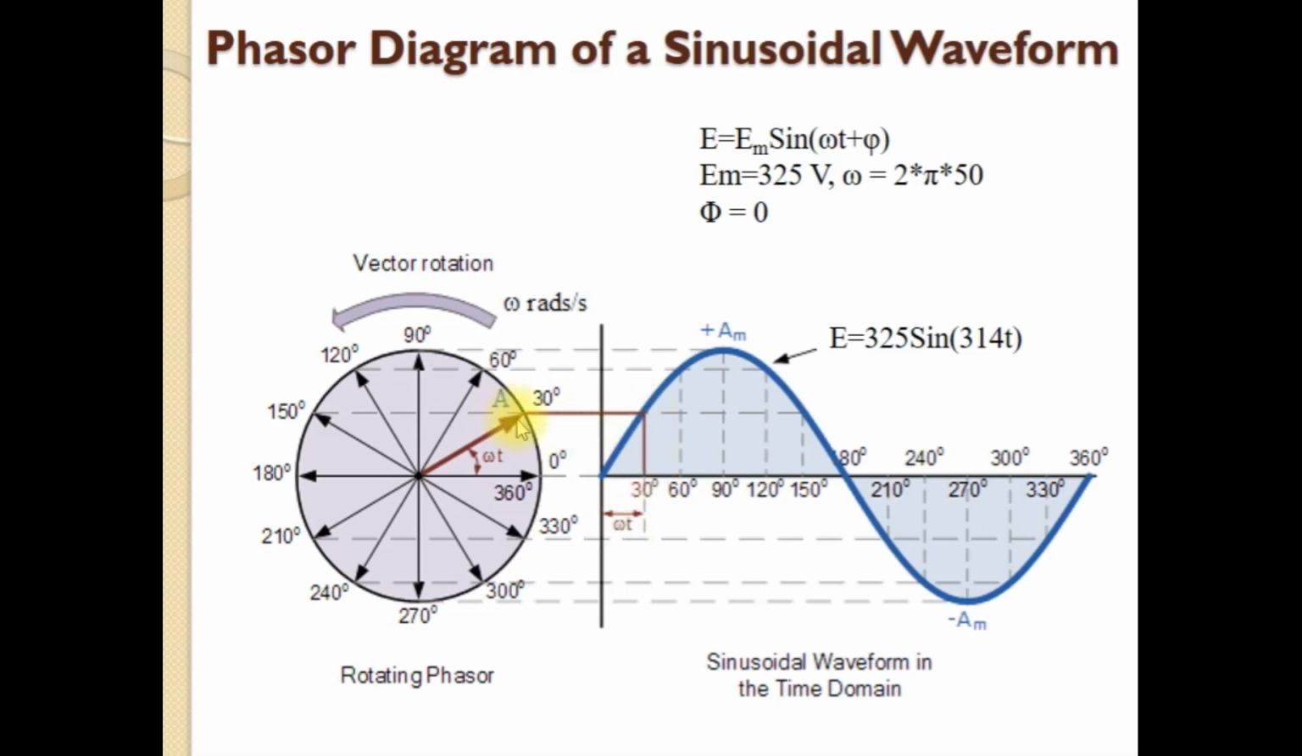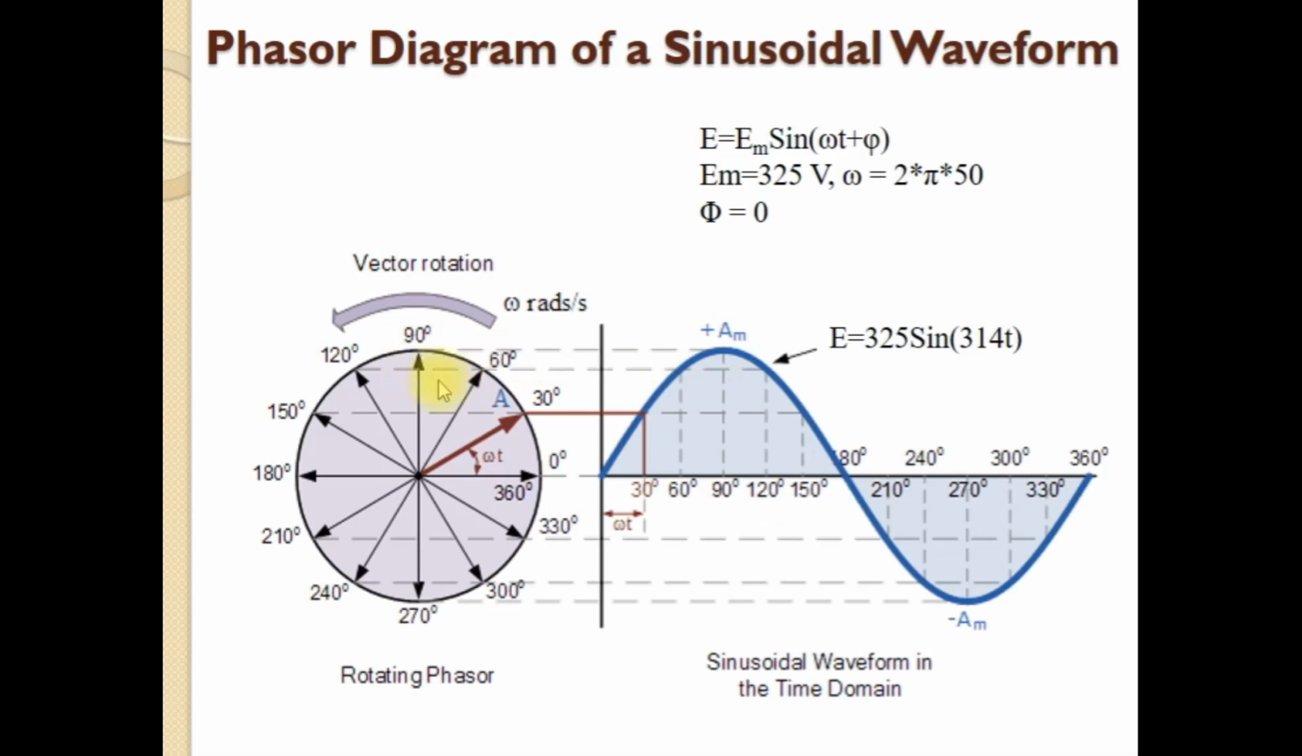And now if you move this vector from this position to this position, that is omega t equal to 60 degrees, the corresponding projection of the vector on the vertical axis, from origin to this point, corresponds to the value of the sinusoidal waveform at omega t equal to 60 degrees. Now when the vector is at this position, omega t is equal to 90 degrees, and the projection of this vector on the vertical axis is equal to the maximum value of the sinusoidal waveform.